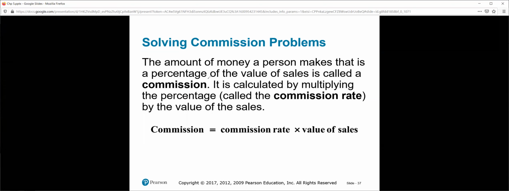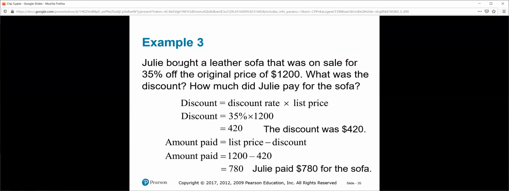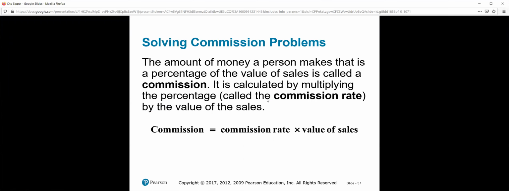I sold $5,000. My commission is 10%. I made $500 off of those sales on top of everything else, right? It is calculated by multiplying the percentage or the commission rate by the value of the sales. That should look eerily familiar to us, right? Because that's a lot like discount. That's the exact same equation, just we have a different place where the numbers come from.